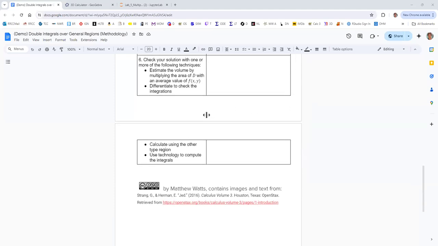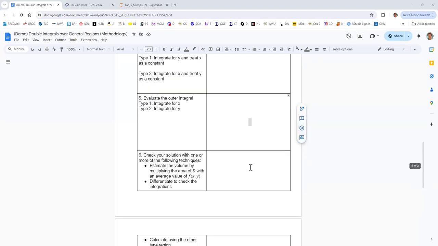So there's a couple of things you can do here. One of them is to differentiate. You can calculate using the other type. You can use technology, and then we can look at the volume on the graph and try to kind of interpret it. Let's differentiate first.